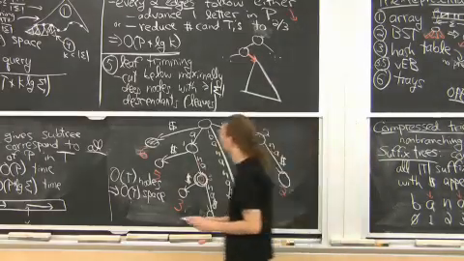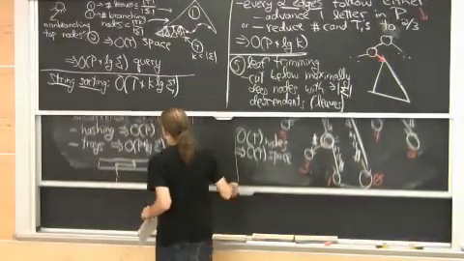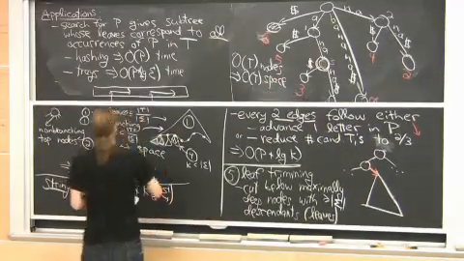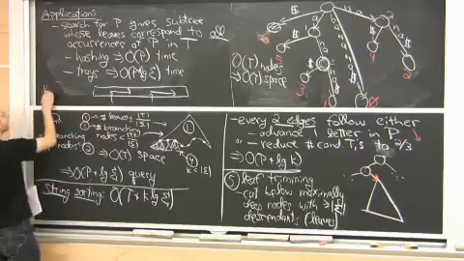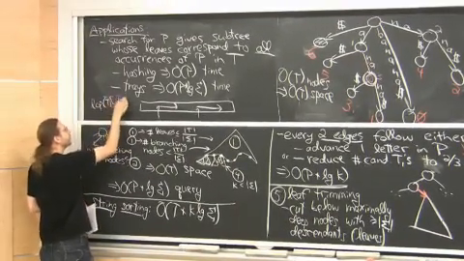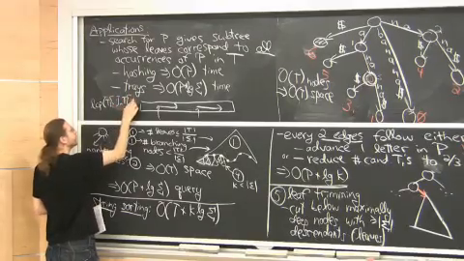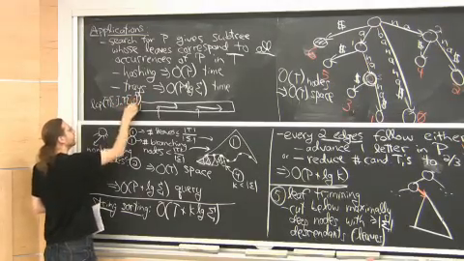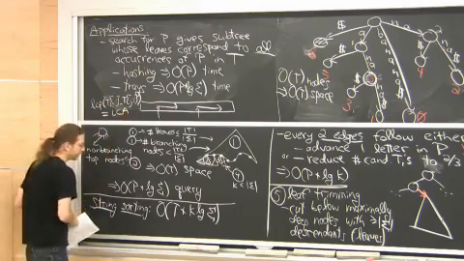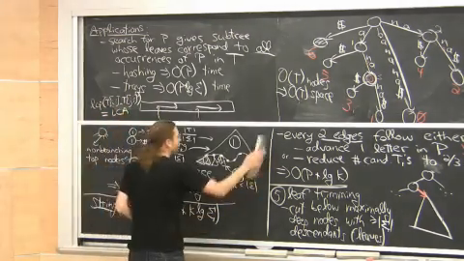Okay, got some more. So why don't I just write that the LCP of one suffix and another suffix is equivalent to an LCA query. And so we can do that in constant time after preprocessing.